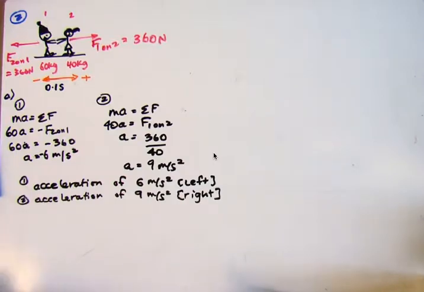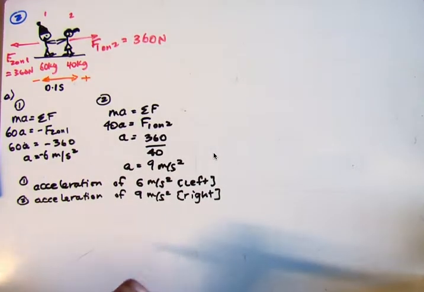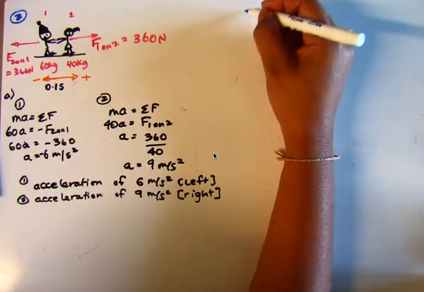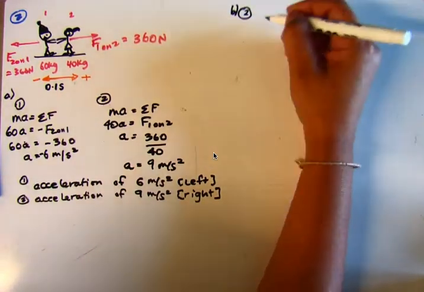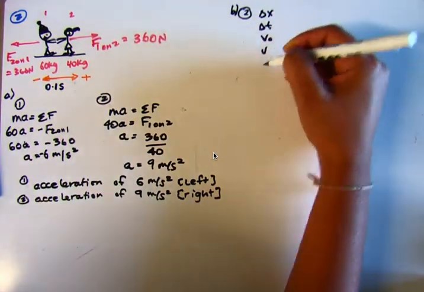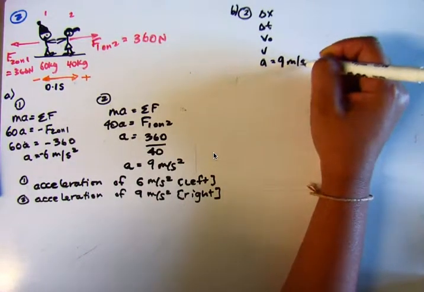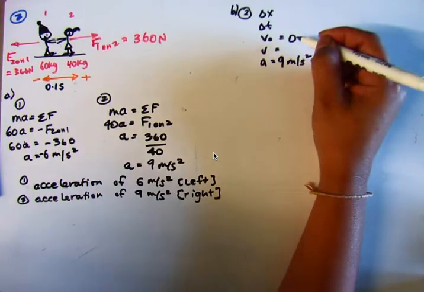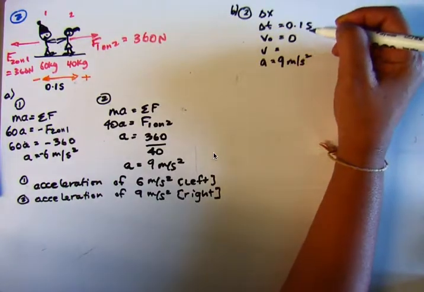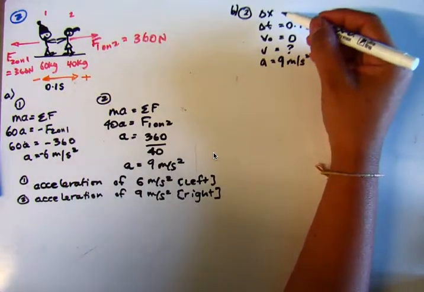Then the next 2 questions are actually just kinematics questions. What velocity will each girl acquire in the 0.1 seconds? I'm just going to walk through the answer for one of the girls. So this is part B. I'm only going to answer this for person 2. So delta x, delta t, v naught, v, and a. We've already figured out her acceleration is 9 meters per second squared. What else do we know? We know she started at rest, and we know the force was applied for 0.1 seconds.